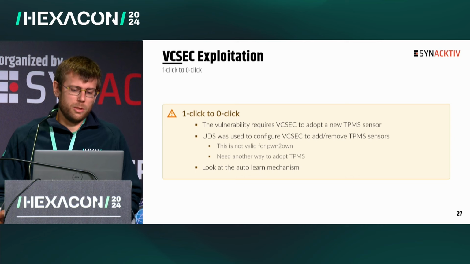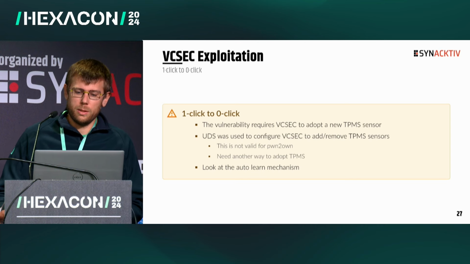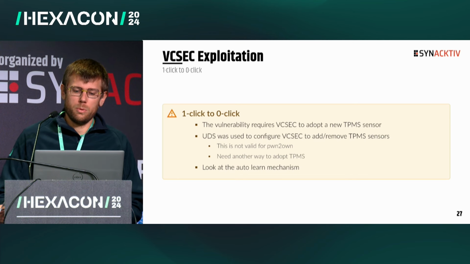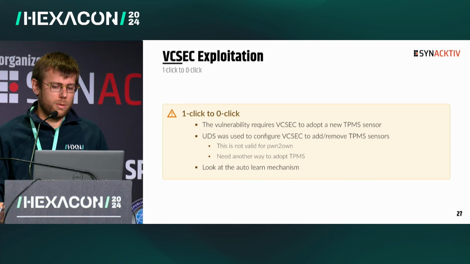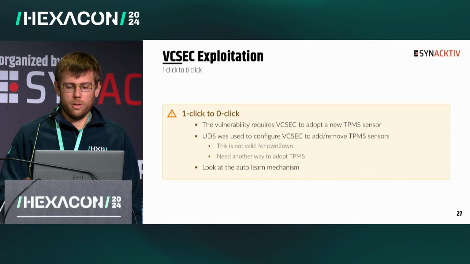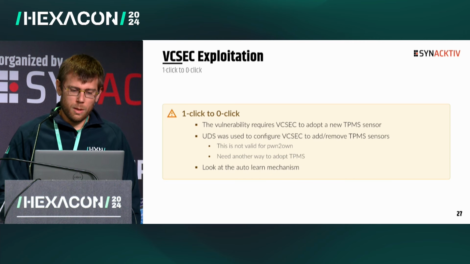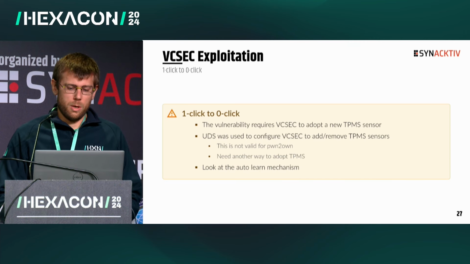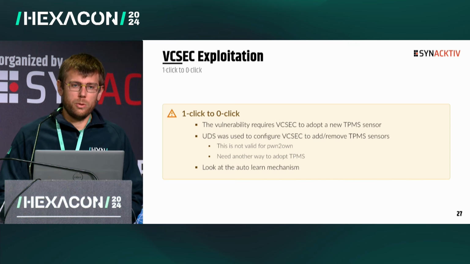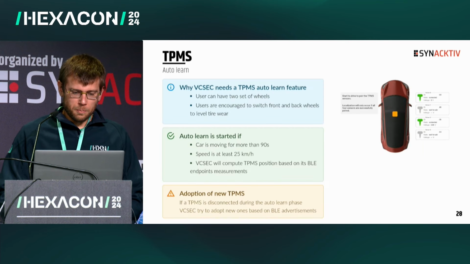So the vulnerability Thomas presented requires the adoption of a new TPMS. Until then, we use the UDS messages on the CAN bus to reset the state of a TPMS. And of course, this technique is not valid for Point1. So we looked at the auto-learn mechanism to find a way to adopt new sensors.